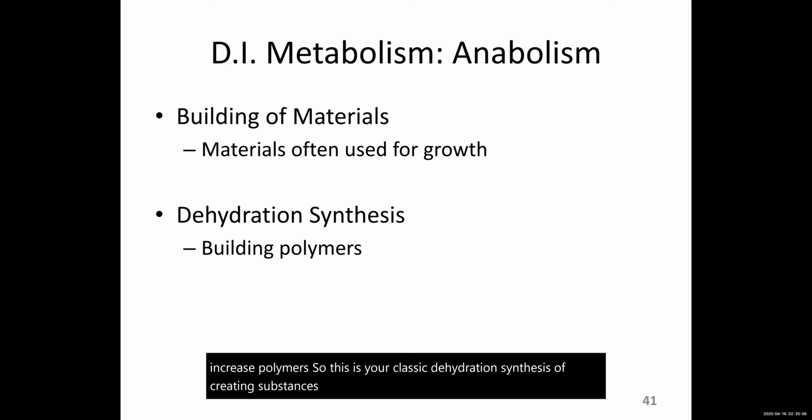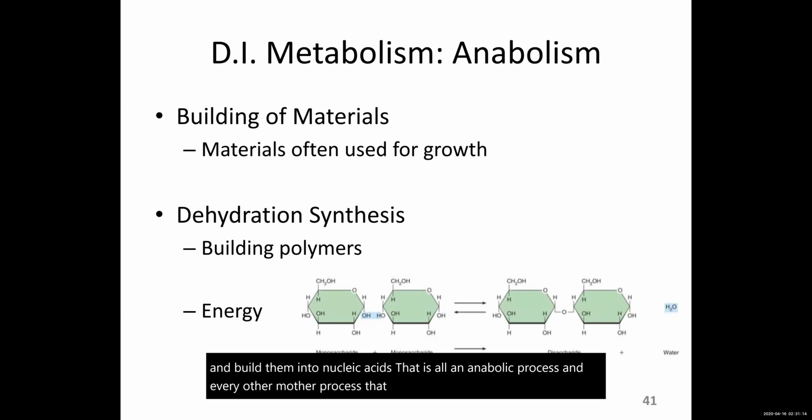So when we looked at topic B, and we looked at chemistry, we started taking amino acids and turning them into proteins, or we took nucleotides and built them into nucleic acids. That is all an anabolic process. And every anabolic process that we know, including some of the ones as we built our macromolecules, always involve the use of energy. Building things, like anything else in the world, takes energy.